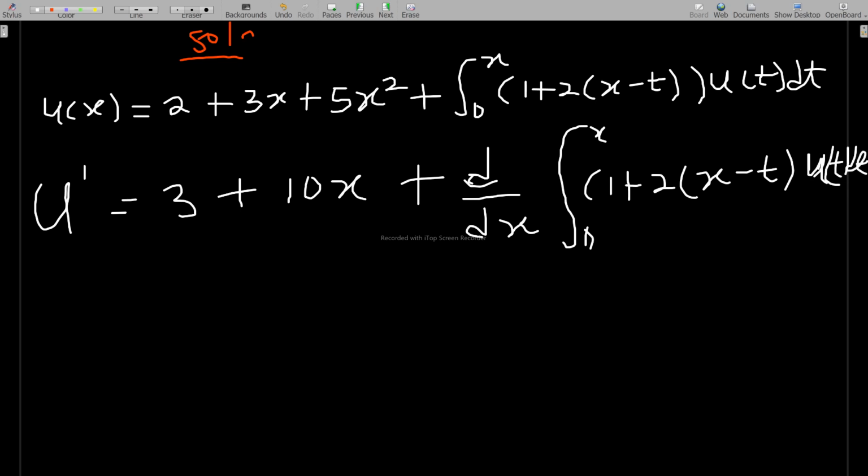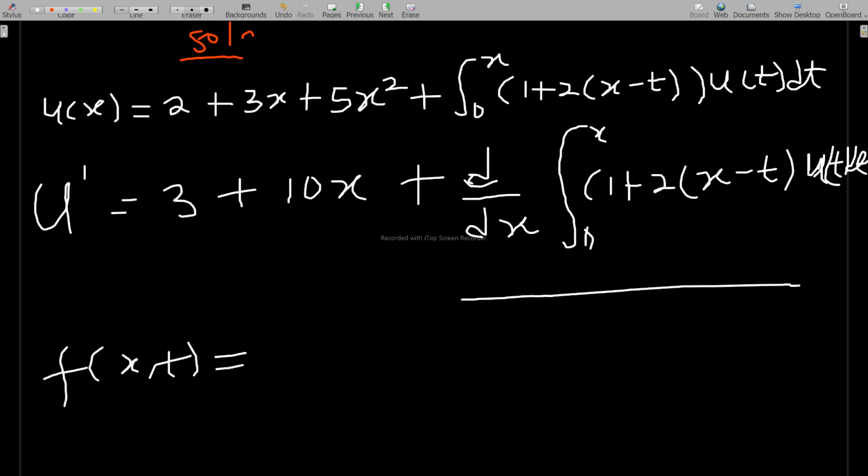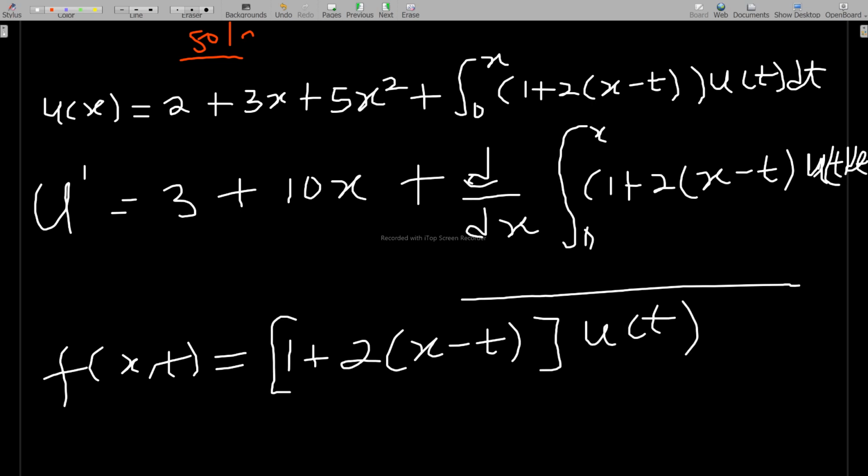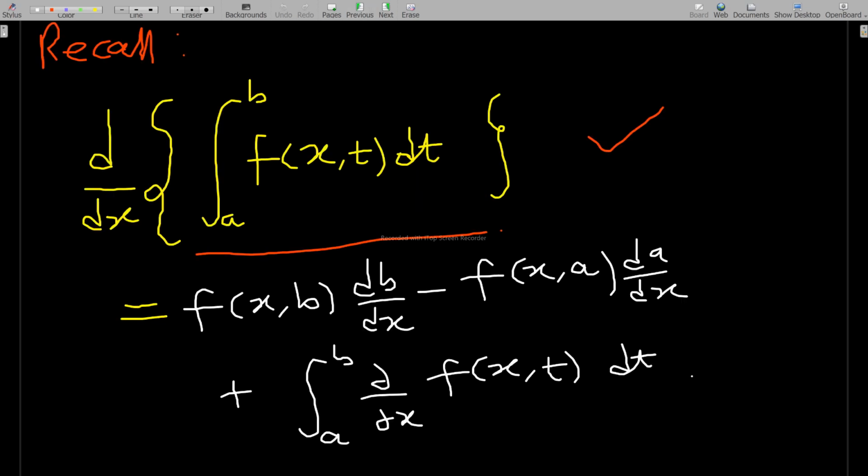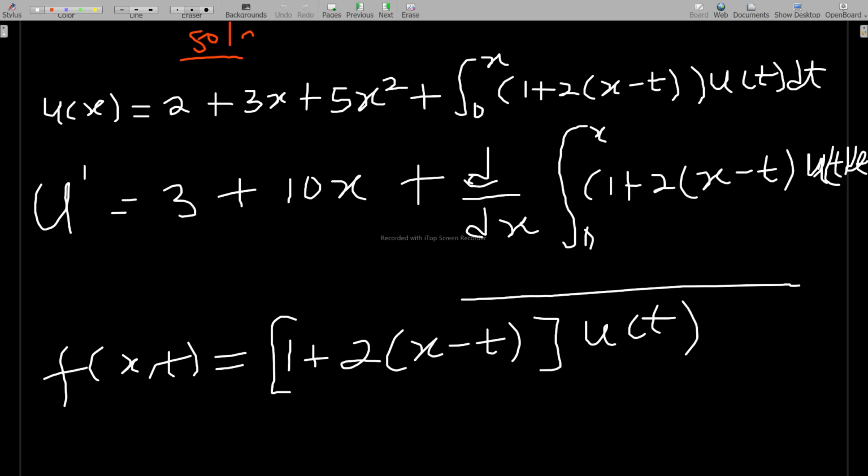So you're supposed to go and differentiate this, and with that you apply the Leibniz rule. If I apply the Leibniz rule here, then my f of x, t would be equal to 1 plus 2 times x minus t, all of this multiplied by u of t, because with the Leibniz rule, everything here apart from the dt is your f of x, t.